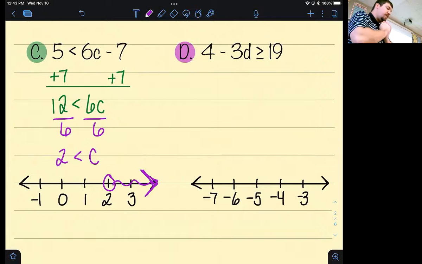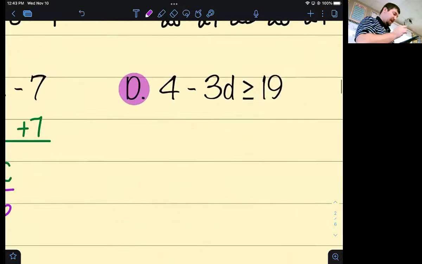Whitney, what number am I going to get rid of first with example D? The 4, exactly. What kind of 4 is it? So I put a negative. That's right. Put the opposite.